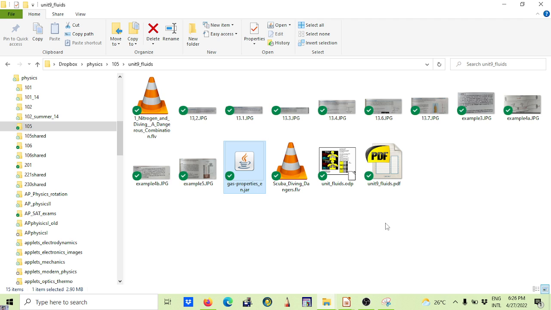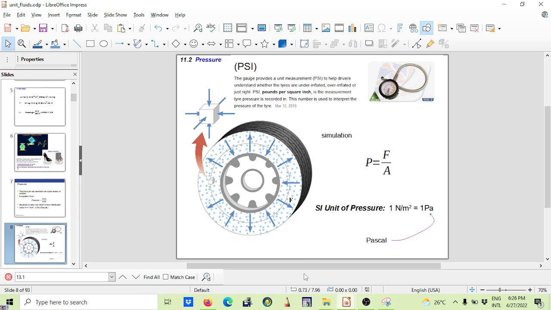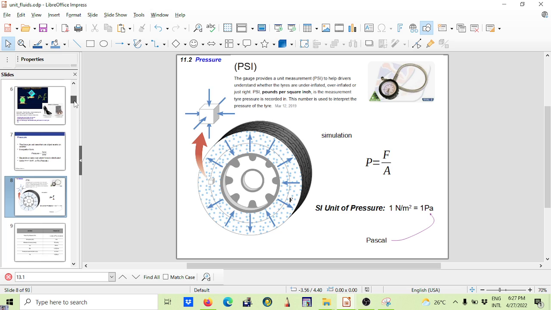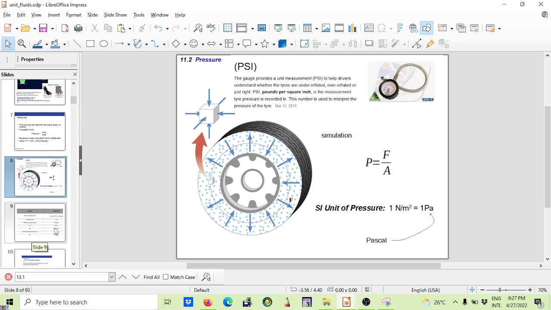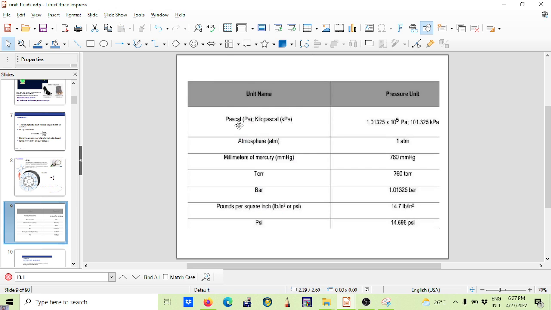Okay, so 1 atmosphere is the pressure due to the atmospheric weight pushing on the ground, and that will be 15 pounds per square inch. Okay, so Pascal means Newton per meter squared. You have the kilopascal, which is 1,000 Pascal. For example, the atmospheric pressure is, so that means the pressure from the atmosphere.